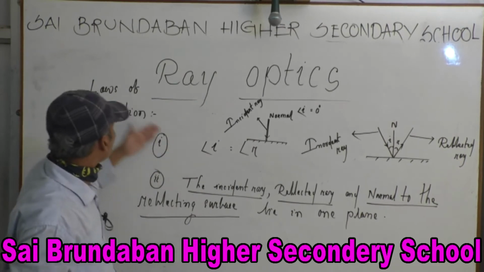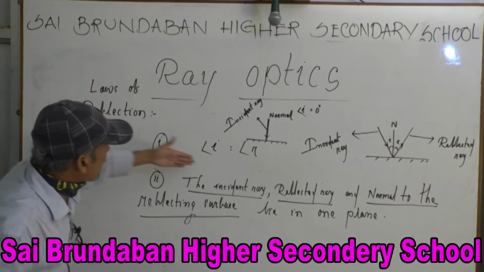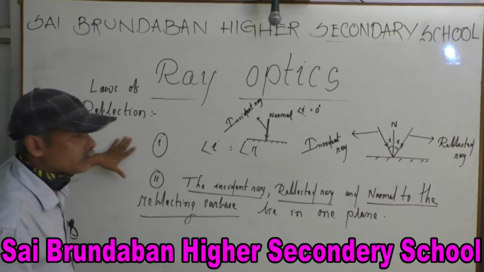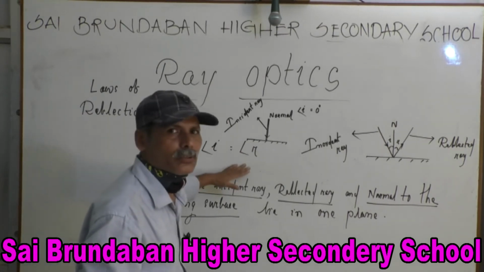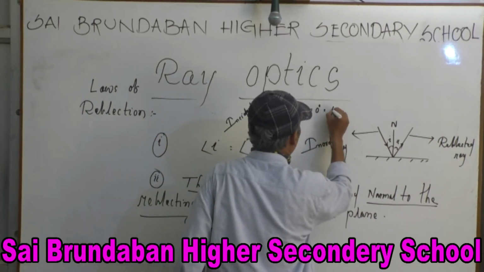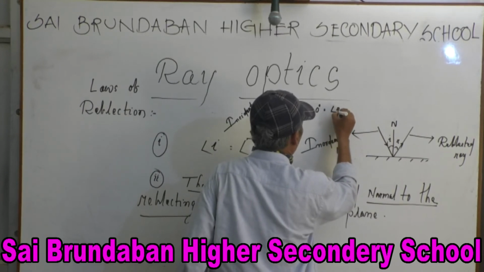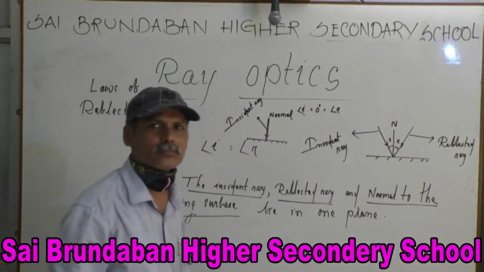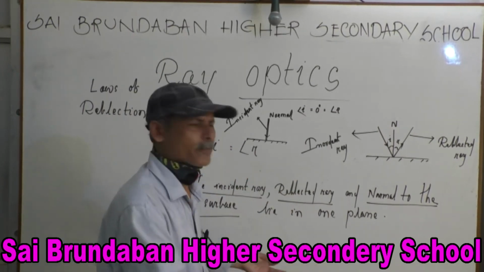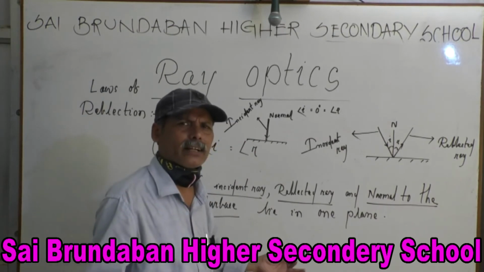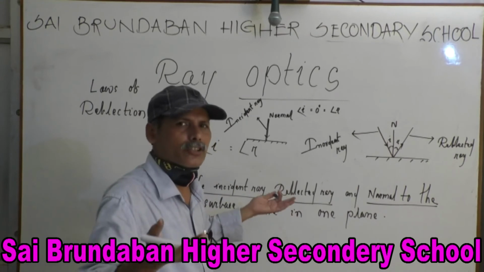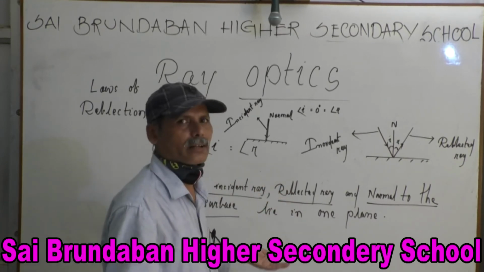But according to the first law of reflection, because there are two laws, according to the first law of reflection, I is equal to R. So no doubt, the angle of reflection will be 0 degree. Then what happened? In the same direction, the reflected ray returns back to the same medium from the surface of the plane mirror.